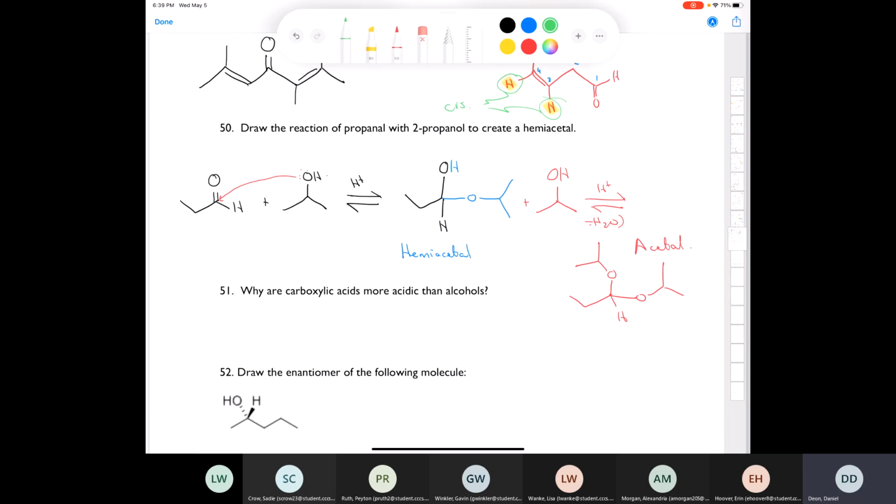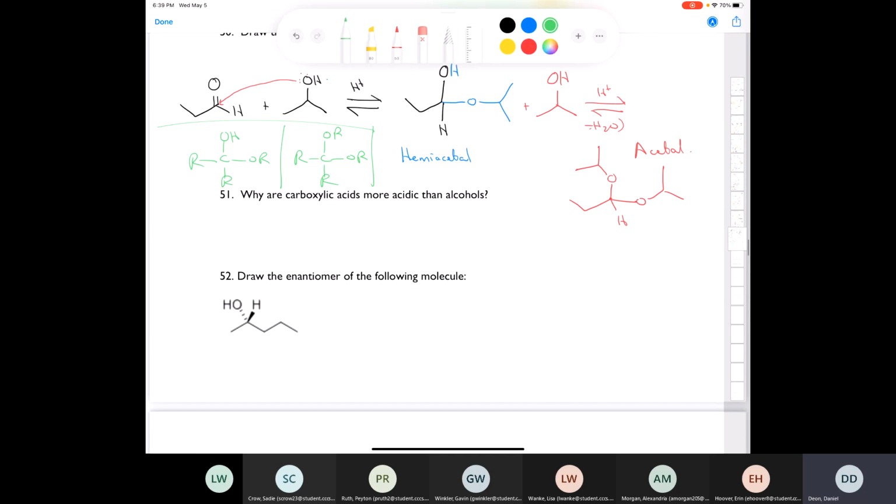Remember, a hemiacetal is when you have a carbon that's got a hydroxyl and an ether on the same carbon. That's a hemiacetal. When you have an acetal, you have a carbon that has 2 ethers on the same carbon.